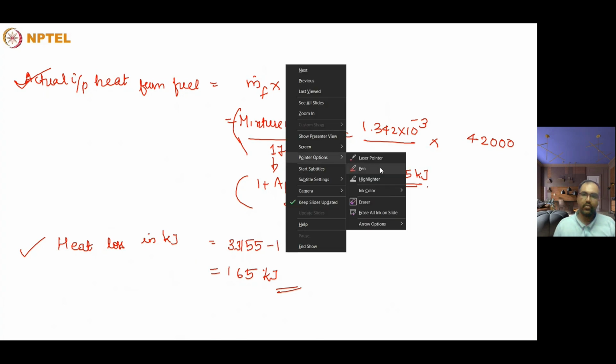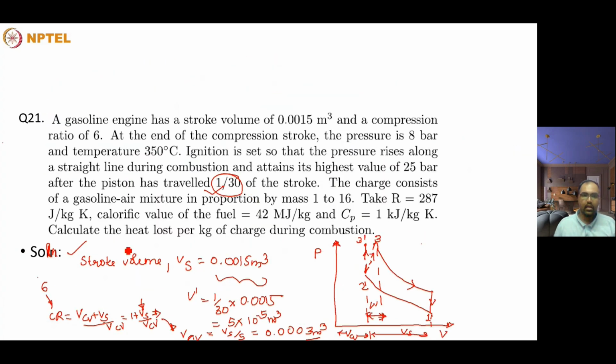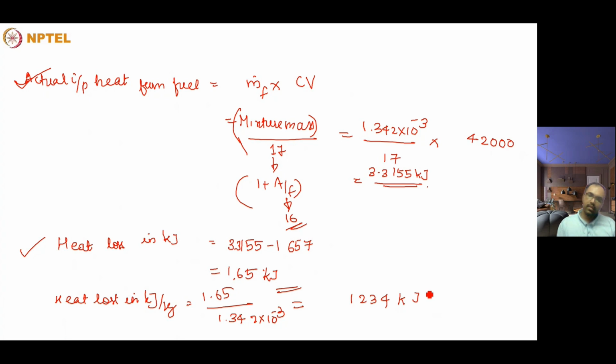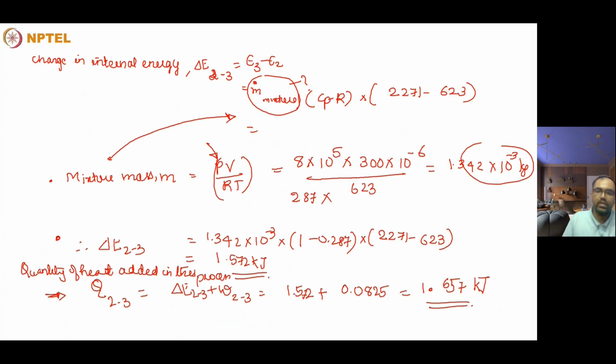In this particular problem, we have to calculate the heat lost per kg. So the heat lost in kilojoule per kg terms is equal to 1.65 divided by 1.342 into 10 power minus 3. That will be equal to 1234 kilojoule per kilogram of mixture.